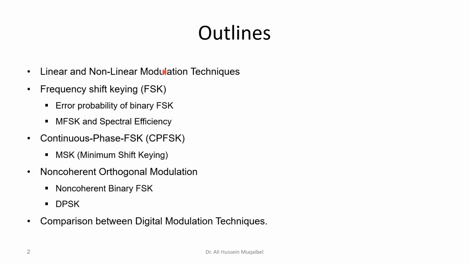The outline of this video will start with classifying modulation techniques into linear and nonlinear. Then we'll pick some of these, including frequency shift keying. We'll look at the error probability of FSK, MFSK, and spectral efficiency. Then we'll move into MSK, minimum shift keying, and noncoherent orthogonal modulation. That will include noncoherent binary FSK and DPSK. In coming videos, we'll look at a comparison between digital modulation techniques in terms of performance.